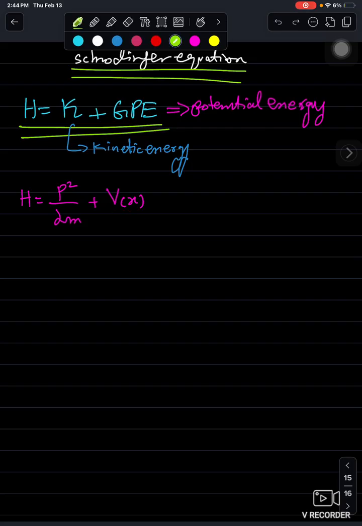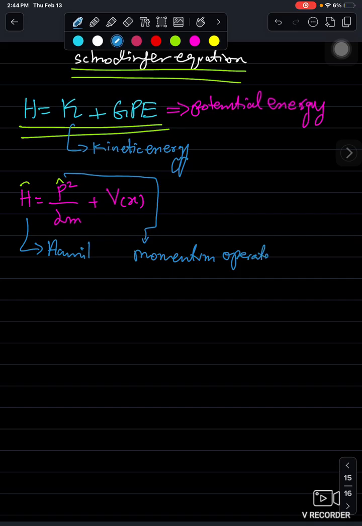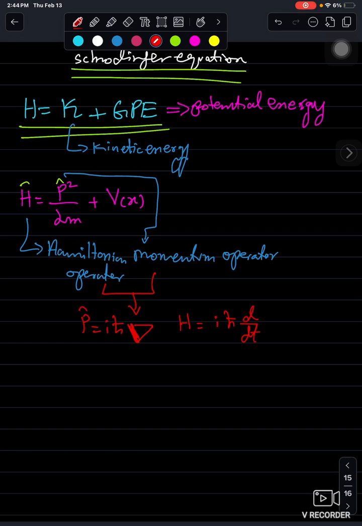Now this can be further simplified to the operators which we have, which is the Hamiltonian operator, and which other operator is this? This is the momentum operator. Okay, so what are they? p equals minus i h bar d over dx, and H equals i h bar d over dt, and both are acted upon by the wave function to give a result.